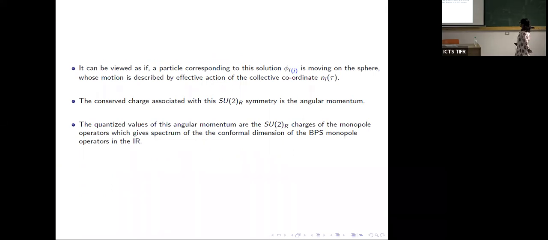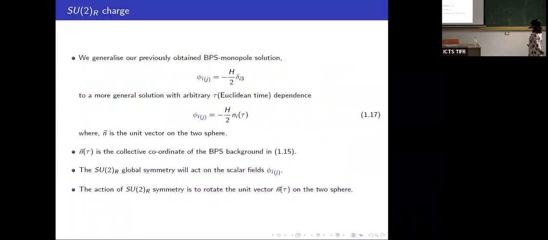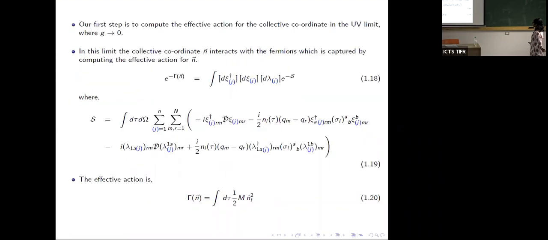Okay, so since this scalar is not free, it is interacting with the fermions of the theory. To account for the interaction of the fermions, we need to find the effective action in that background of the collective coordinate, which is done by computing the effective action in equation 1.18. And we need to remember that we are working in a limit where G is 0. And in this limit, only those interaction terms survive that interact with the collective coordinate n(tau).